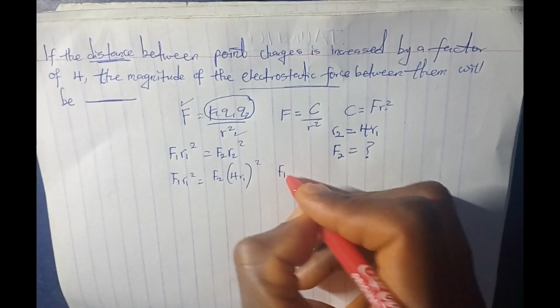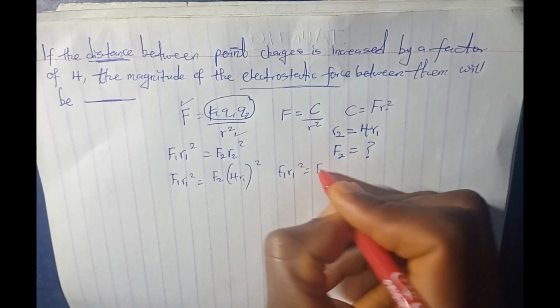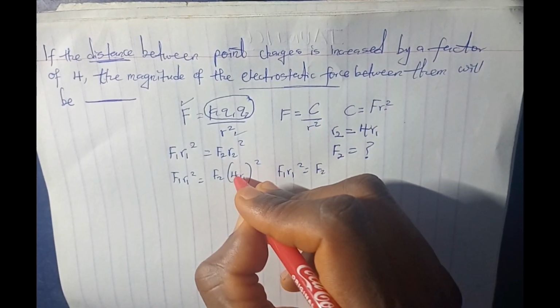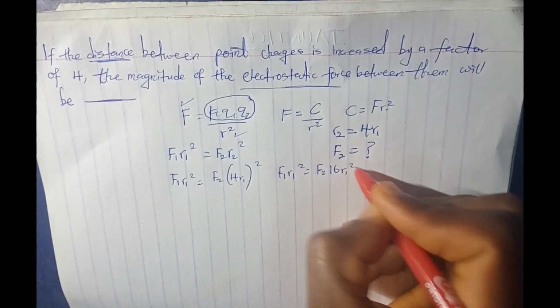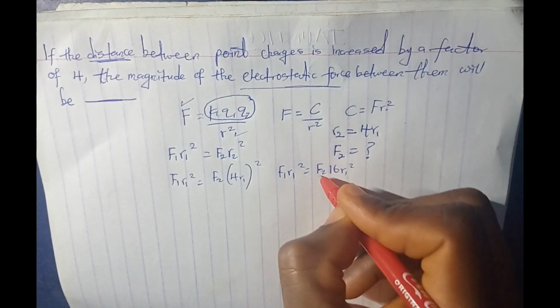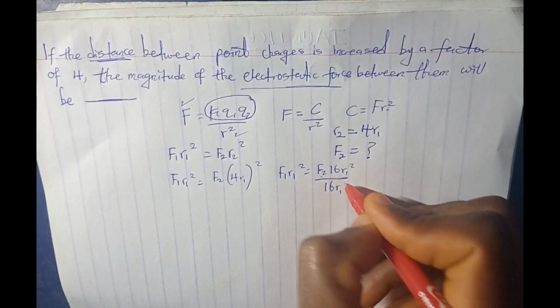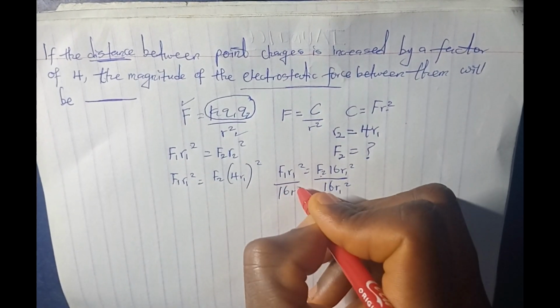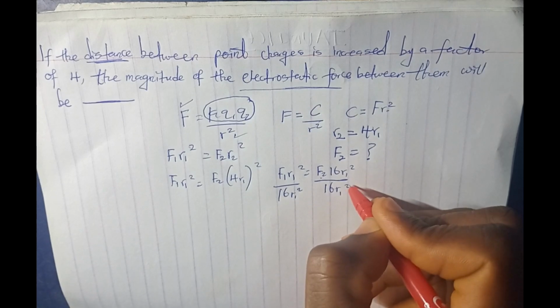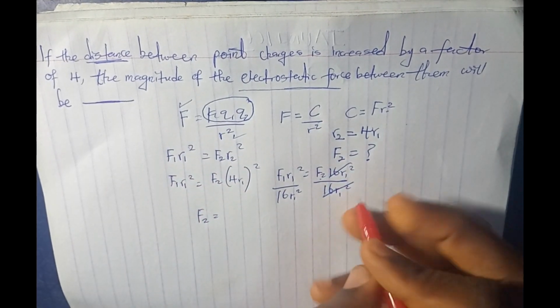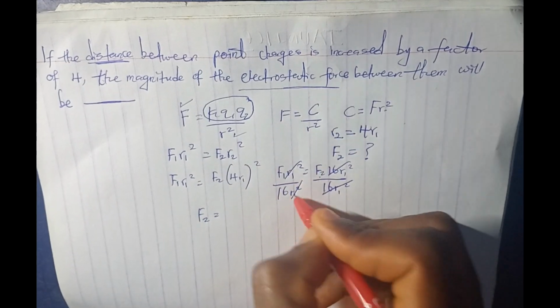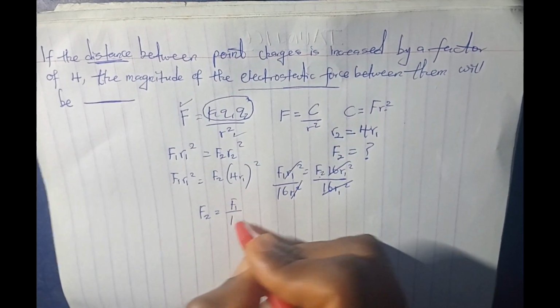So I have F1 R1 squared is equal to F2 times, this multiplication law, what's 4 squared? That's 16, right? Then R1 squared. What are these people looking for? F2, right? So we divide both sides by 16 R1 squared over 16 R1 squared. So this cancels this. So I have that F2, the new electrostatic force, is given by F1 all over 16.